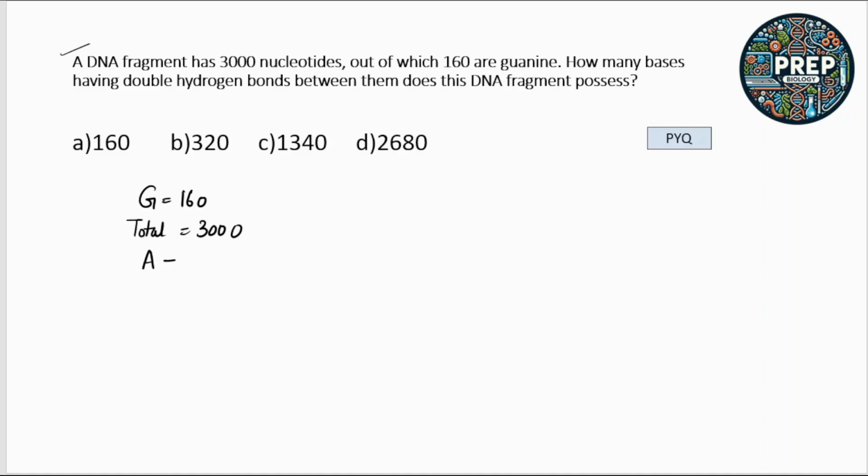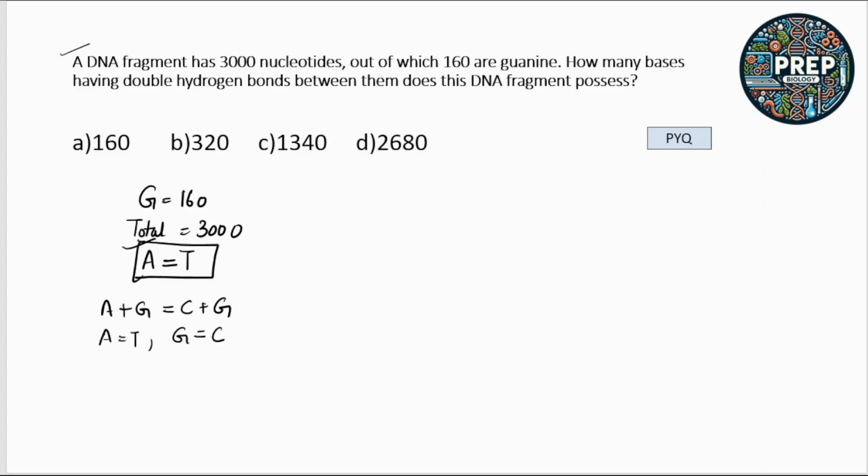So we know that the double hydrogen bond is between the adenine and thymine. So you all have to calculate how many of these bases have the double bonds. Okay, so we know that according to Chargaff's rule, purines and pyrimidines are equal in number. So adenine is equal to thymine and guanine is equal to cytosine.